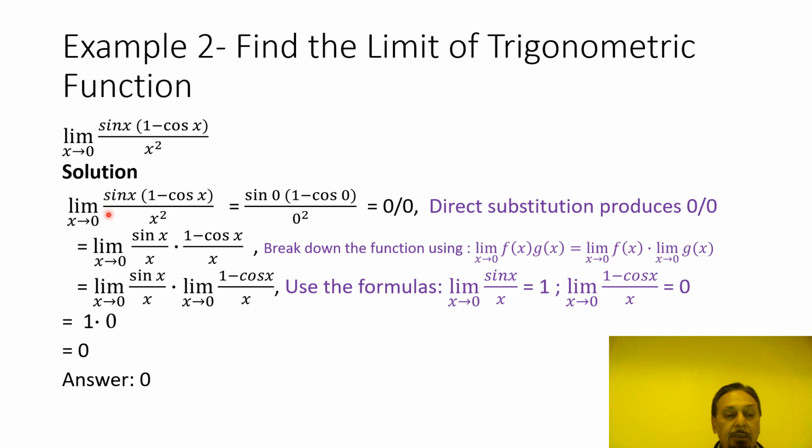So that means we have to break it down into some useful functions so we can apply those special limits. We can try sine x over x and 1 minus cosine x over x. By the product property, we can break it down into limits: the limit of sine x over x as x approaches 0 and the limit of 1 minus cosine x over x as x approaches 0. This is 1 and this is 0, so 1 times 0 is 0, so the answer is 0.